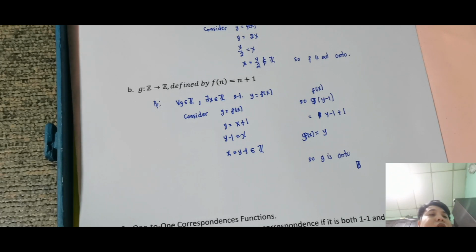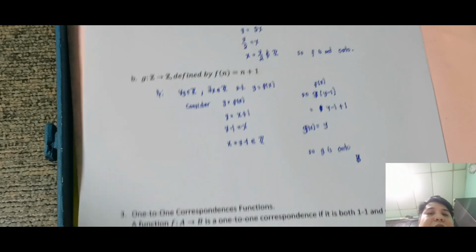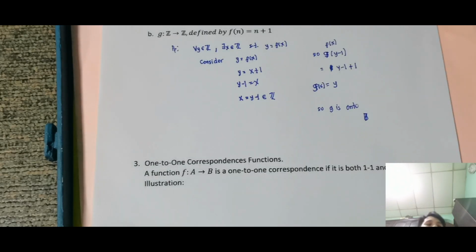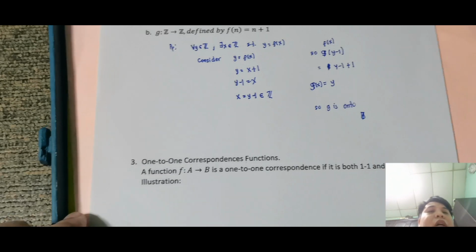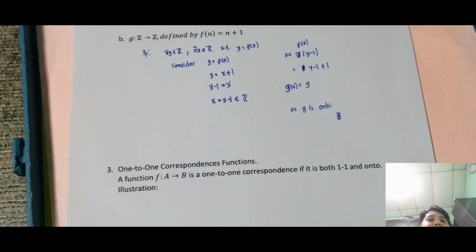Okay, nasa codomain na gamit. Okay, and let's have the third example of ating function. The third kind of function is the one-to-one correspondence function. A function f from A to B is a one-to-one correspondence. Again, iba siya kay one-to-one function. A one-to-one correspondence if it's both one-to-one and onto.